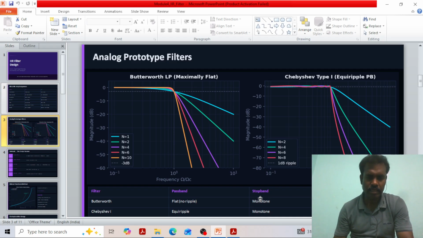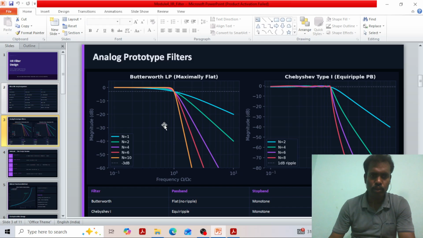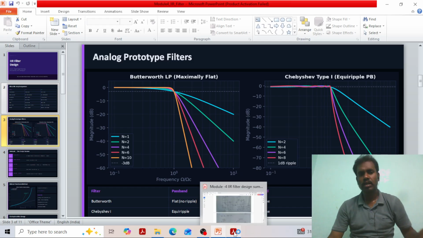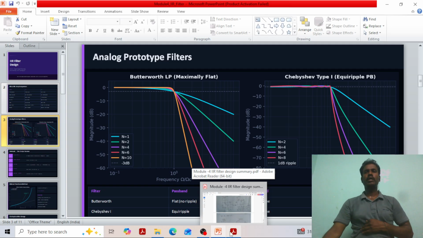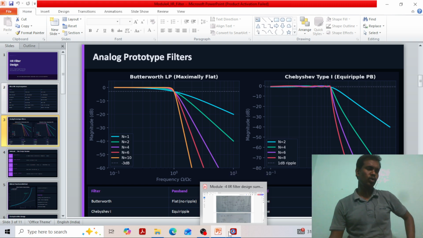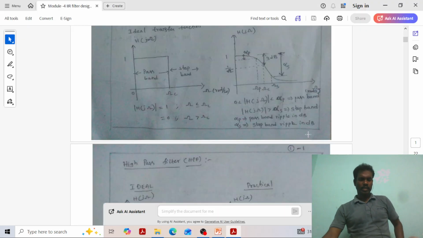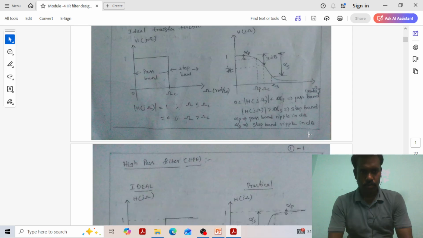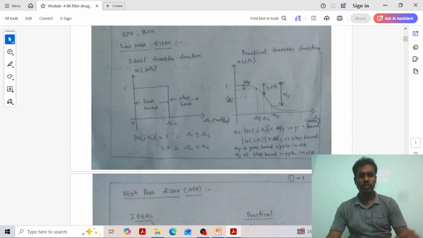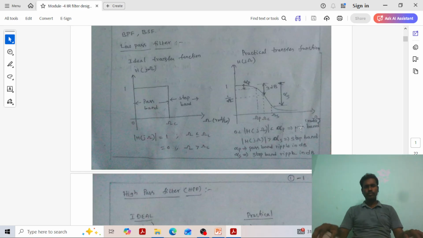So let us see that first, and then we'll come to the Butterworth low pass filter, and then it is converted into any high pass, band pass, or band stop. Similarly, we will design the Chebyshev low pass filter, and it can be converted into any other type. Now let's see. We have four types of classification in the frequency selective filters.